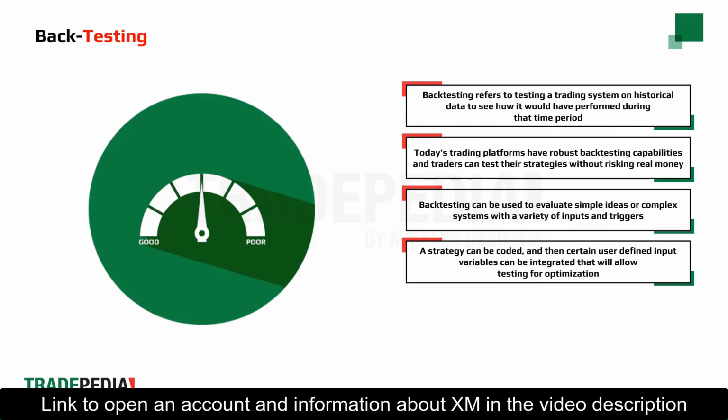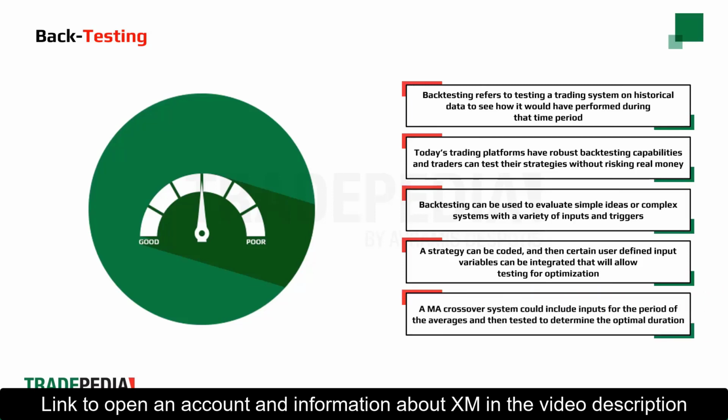A strategy can be coded using the proprietary language of the trading platform, and then certain user-defined input variables can be integrated that will allow testing for optimization. For example, a simple moving average crossover system could include inputs for the period of the two averages used in the system, and then back-tested to determine which duration would have performed the best on the historical data.